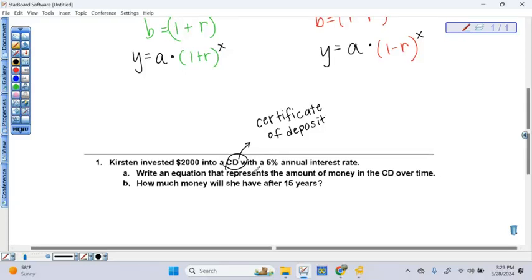Yeah. And usually the time that you leave it in is a long time, like this, 15 years. And the only other negative side to it is that you can't access that money during that time period. That $2,000, it's your money, but you can't use it during that time. You have to wait until the end of that period.